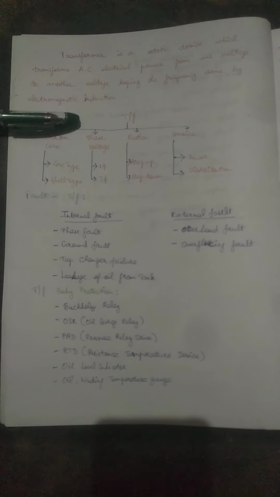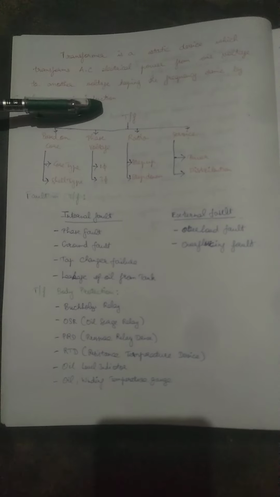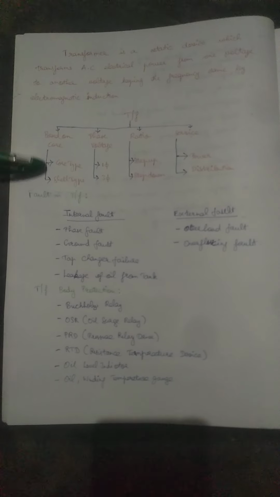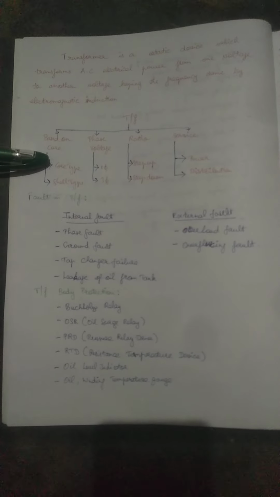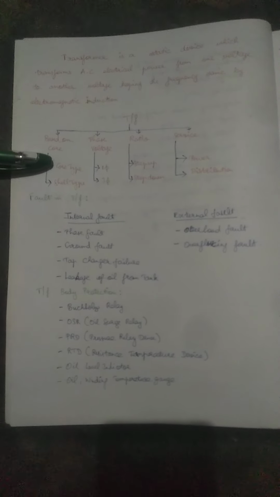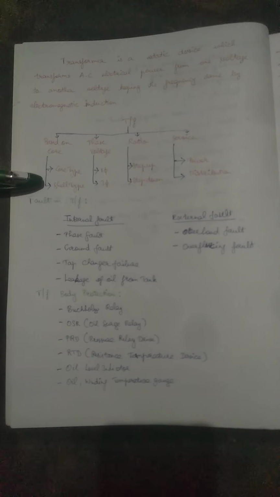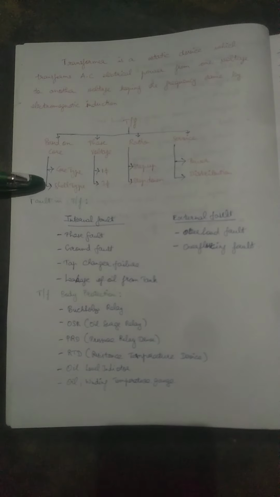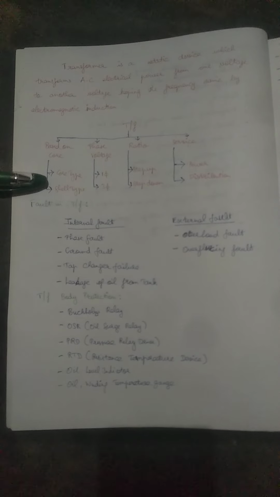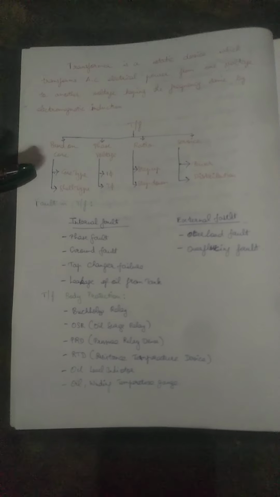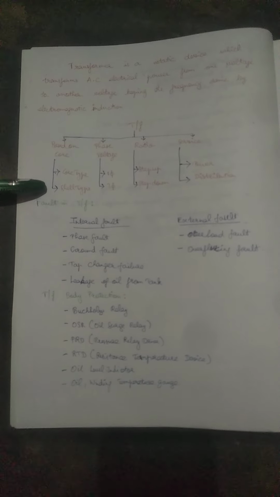Next, mainly the transformer types. Based on core, it is differentiated into core type and shell type. Core type means a core which is surrounded by a winding. Shell type means windings in between the shells, like normal shells. How will the shells be there? The shells will be on the outer side and the inner side, with one small thing there. Like this, just for an assumption, I am saying here.